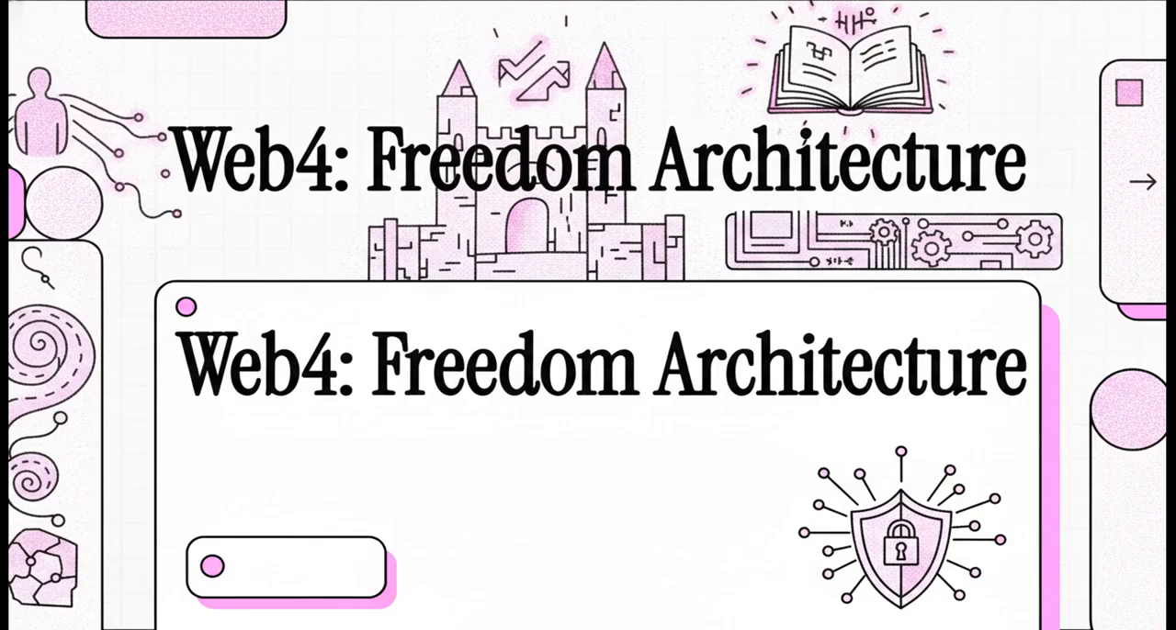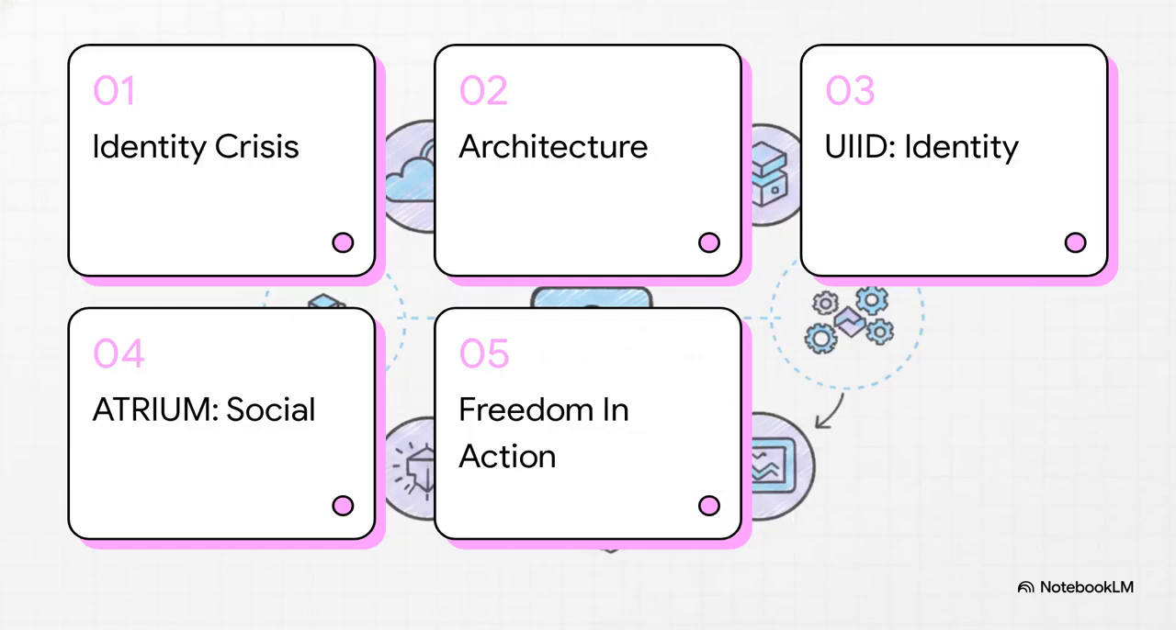It's a concept called Web4, and it's explicitly designed from the ground up to be a solution to modern digital servitude. We're going to explore how this totally new paradigm attempts to hard-code personal sovereignty directly into the mathematics of the internet itself. Here's a quick map of how we'll unpack this today.